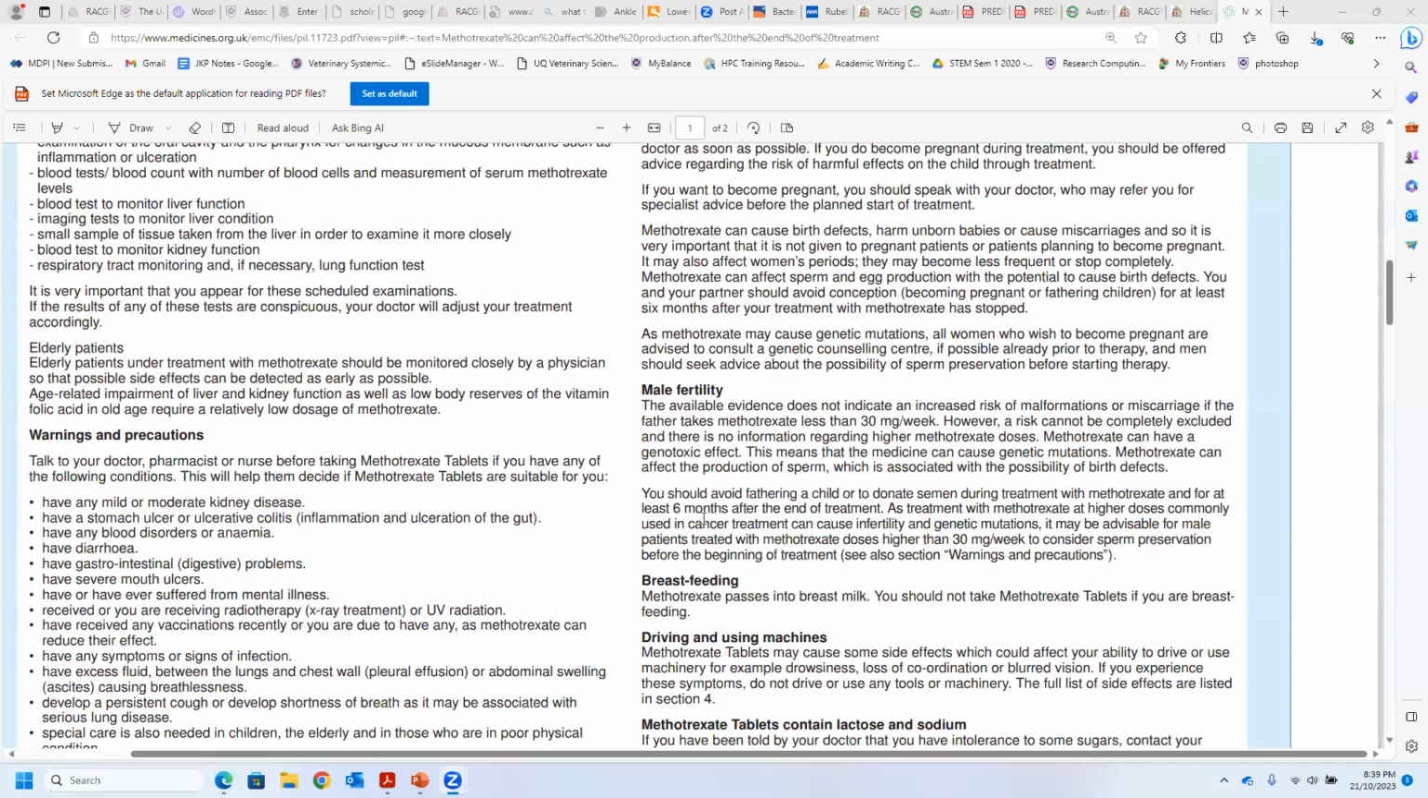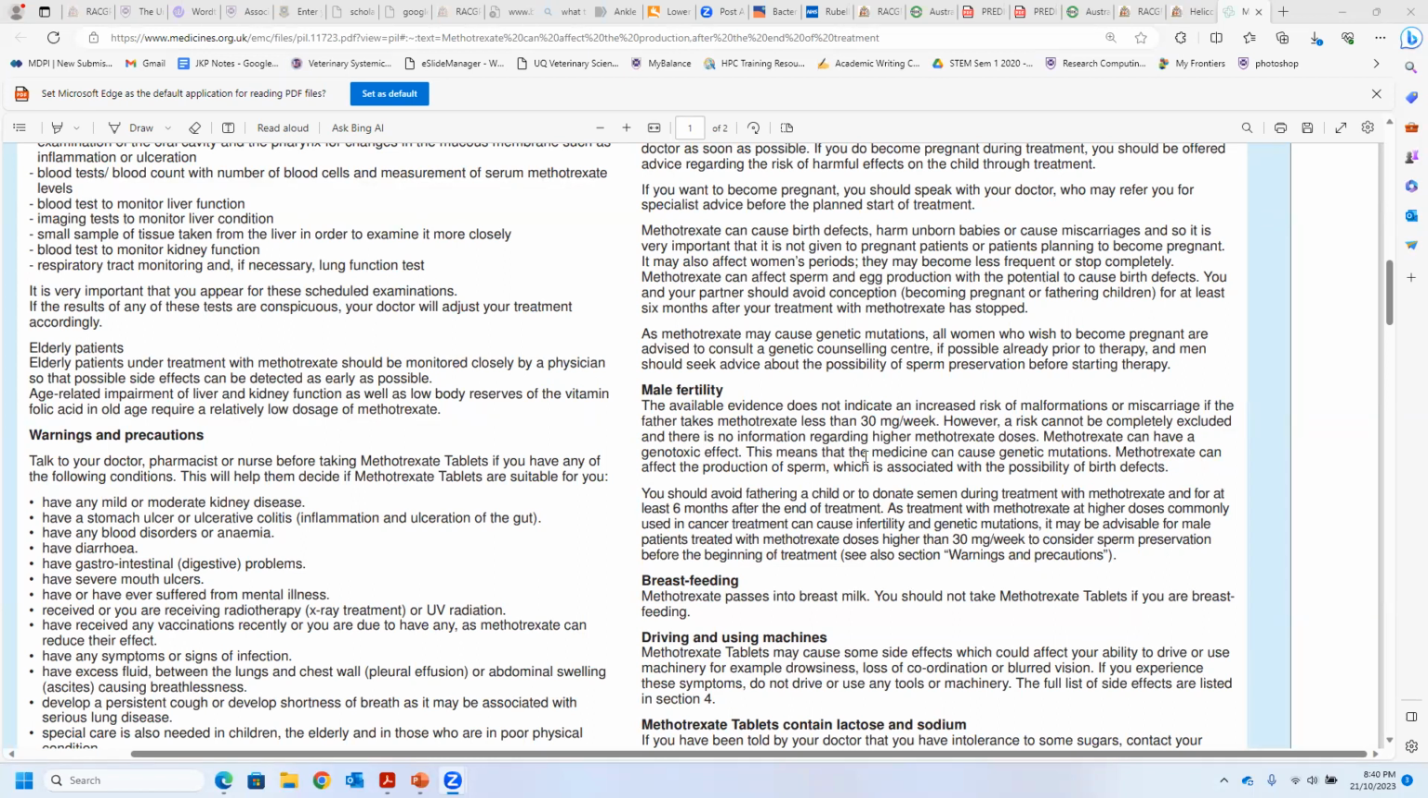Male fertility. Available evidence does not indicate an increased risk of malformation or miscarriage if the father takes it. However, a risk cannot be completely excluded, and there is no information regarding higher methotrexate doses. It can have genotoxic effect. This means that medicine can cause genetic mutations and can affect the production of the sperm, which is associated with the possibility of birth defects. So in males, it causes sperm mutation.